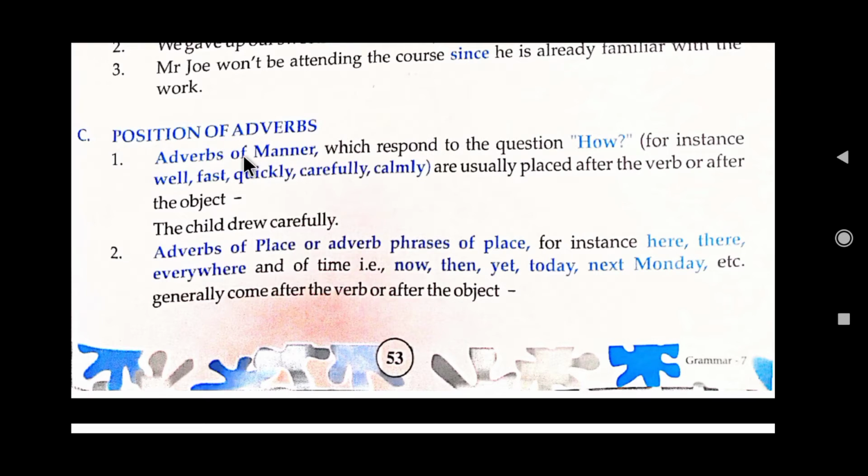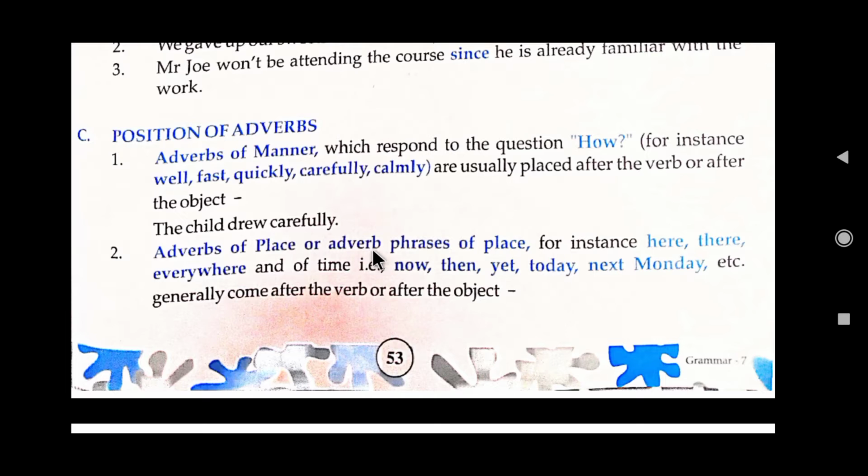Adverbs of manner respond to the question how. When we use an adverb of manner, it always gives an answer to our question of how things are going to happen, how he is running, how he is doing. For example, well, fast, quickly, carefully, calmly are usually placed after the verb or after the object. See the example: The child drew carefully. It gives an answer to the question how the child is drawing. So the child is drawing carefully.